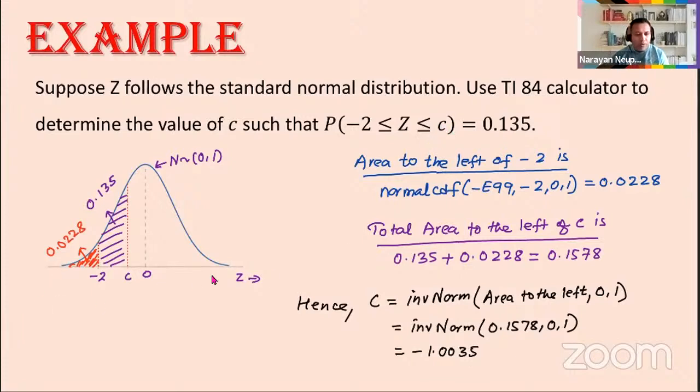So that's how we can find the value of C. Remember, whenever we want to find the values along the x-axis, we have to use the inverse normal, and we need the area to the left. And you have to check whether the total area to the left is there or not. If the total area to the left of that value is not there, you have to first find that total area to the left, and only then can you use the inverse normal to get the value.